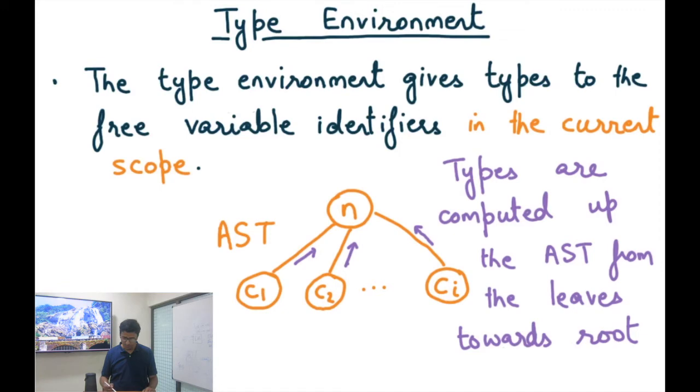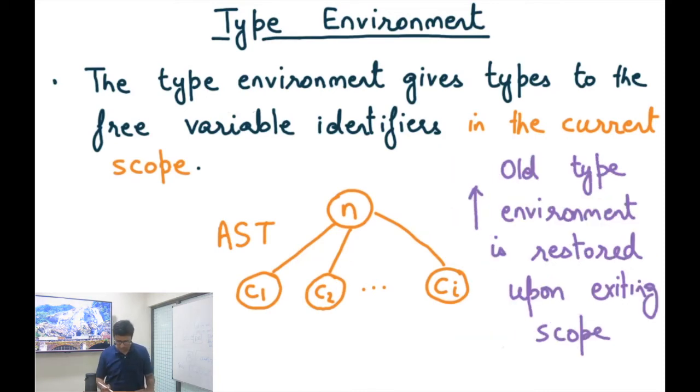And types are computed up the AST from the leaves towards the root. And then when you exit a scope, then you forget the mappings of the current scope, right? So old type environment is restored upon exiting the scope. And so this structure is exactly same as how it was done for a symbol table.